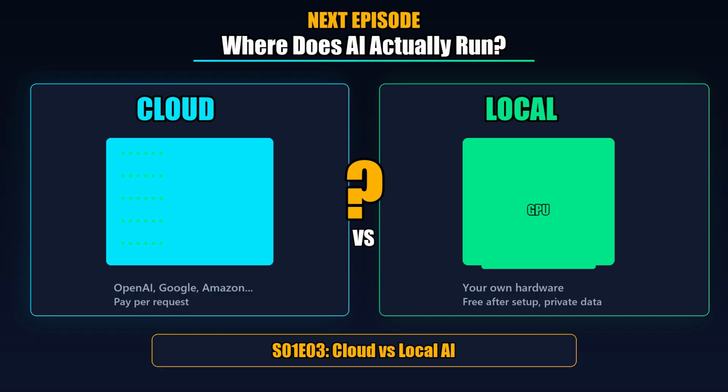So now you know what's out there. Next question is, where does all this actually run? In the cloud? On your computer? On your phone? Next episode, we're diving into local versus cloud AI. The costs, the privacy trade-offs, the performance differences, and why running AI on your own hardware is becoming a real option for regular people, not just tech companies. Trust me, that one's going to change how you think about using AI entirely.